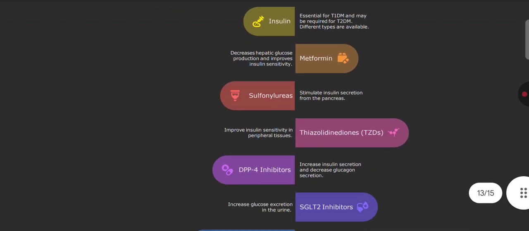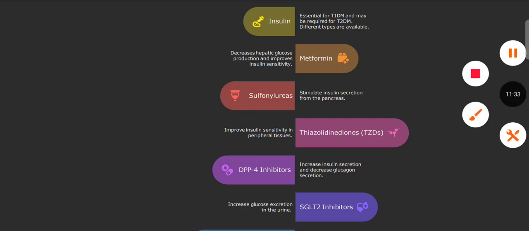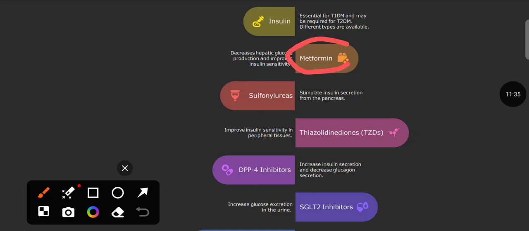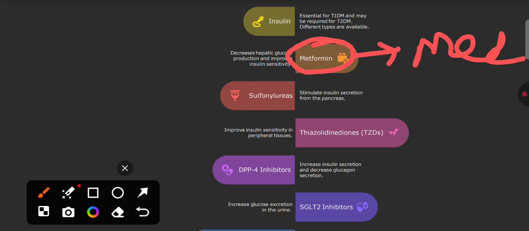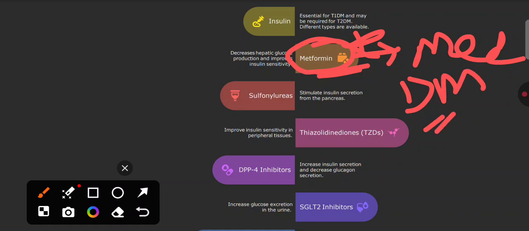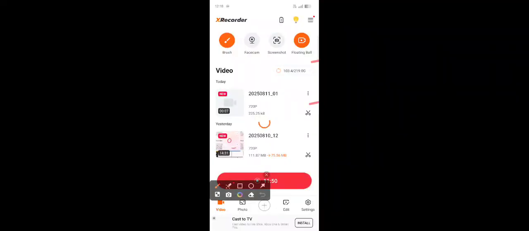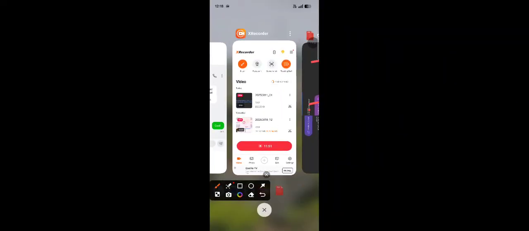Now oral hypoglycemics are medicines given orally to decrease the diabetes of some patients. Metformin, I hope you have heard the name if you are in the medical branch, because it is a very commonly used medicine for diabetes mellitus. Other than that, there are different types of medicines given for diabetes mellitus.